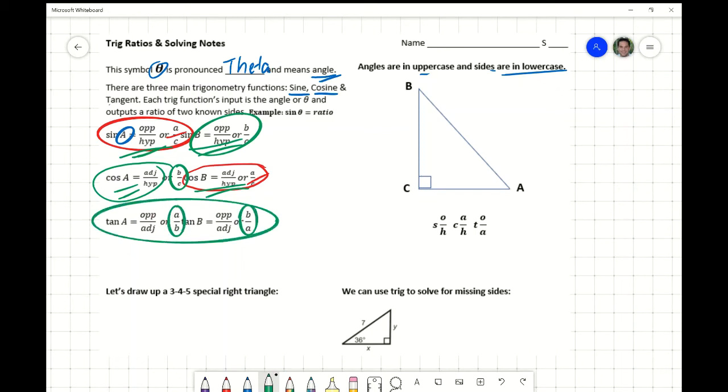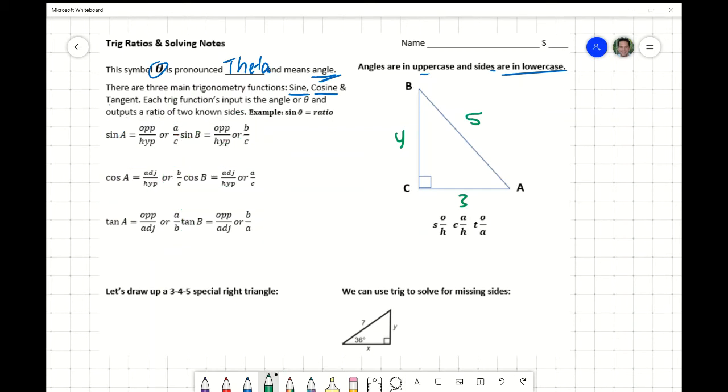All right, so let's do this. We've got a 3, 4, 5 special right triangle. So this side's going to be 3, that's going to be 4, and that's going to be 5. Now let's plug in the numbers here. If we're at A, then sine is opposite over hypotenuse, which is going to be 4 over 5. Cosine of A is adjacent over hypotenuse, so it's going to be 3 over 5, and tangent is opposite over adjacent, which is 4 over 3.